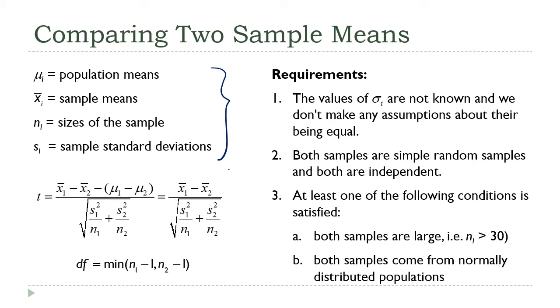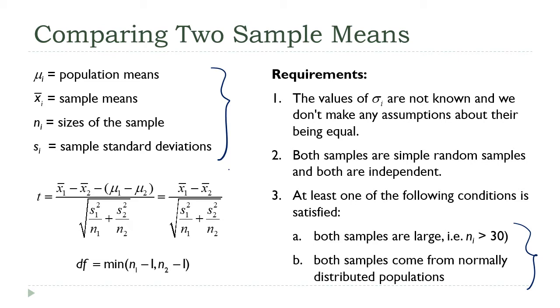Now, the requirements are also similar to what we've seen before. We're assuming that we don't know the population standard deviations, and we aren't going to make any assumptions about their values. Specifically, we aren't going to assume that they're the same. The samples have to both be simple random samples, and they have to be independent. And finally, at least one of these two requirements has to be true: either both sample sizes are large, specifically greater than 30, or the populations from which both samples are drawn have to be normally distributed.